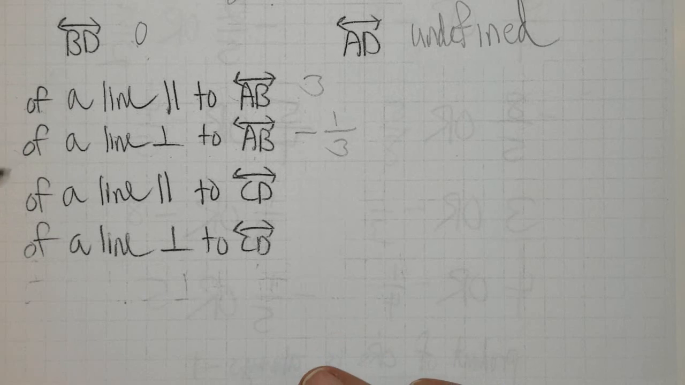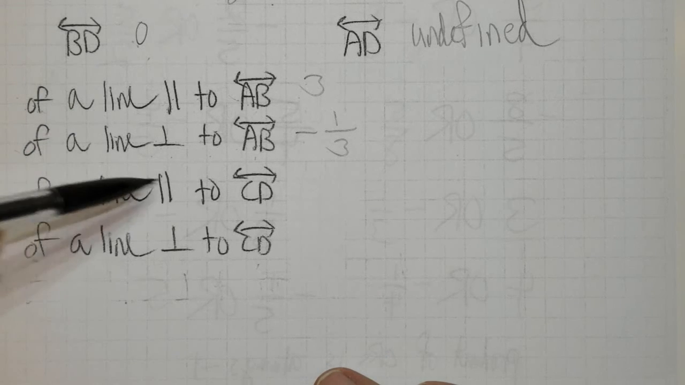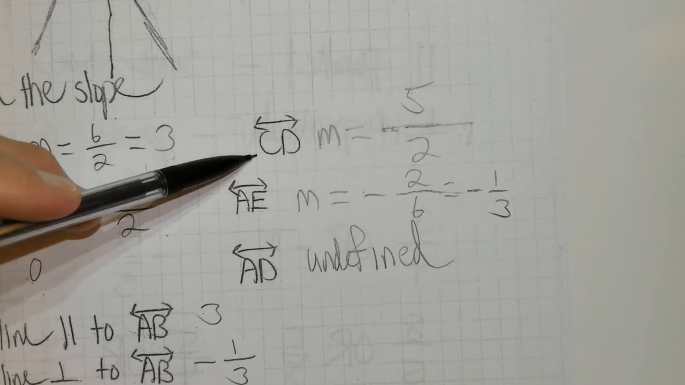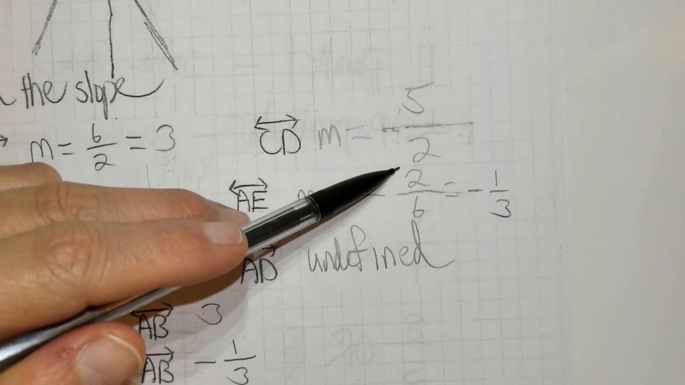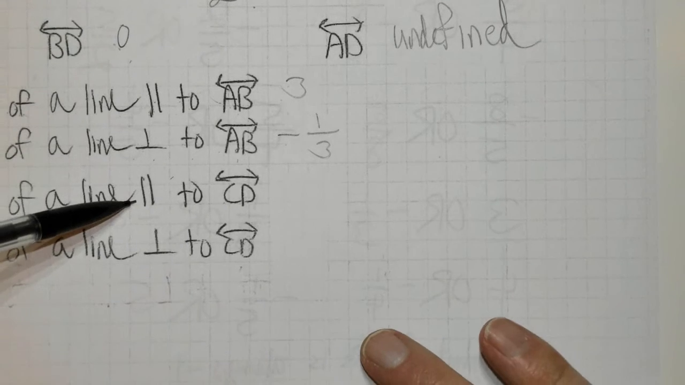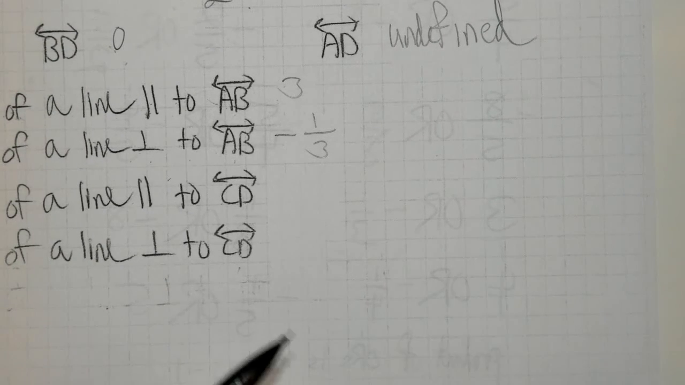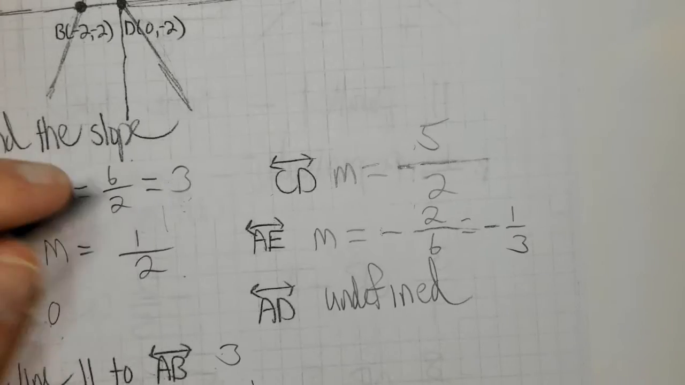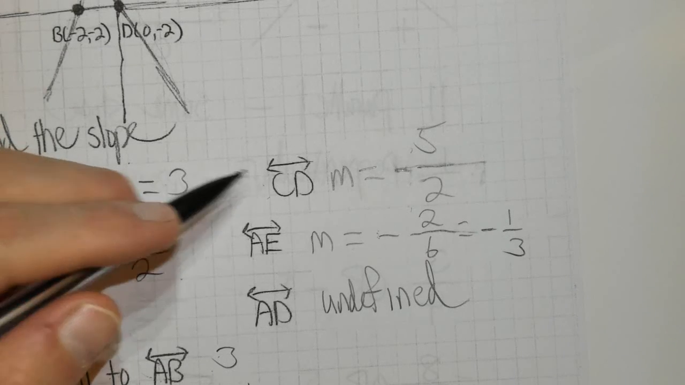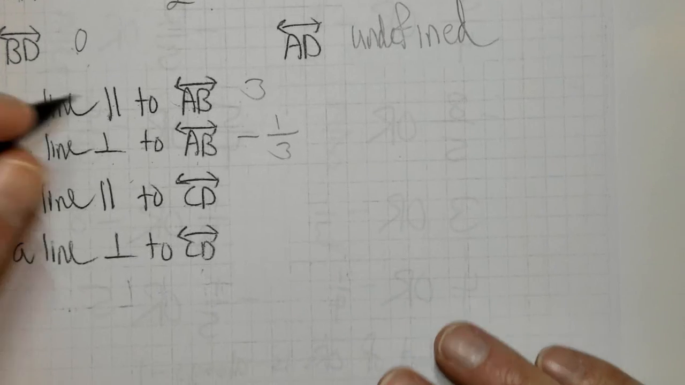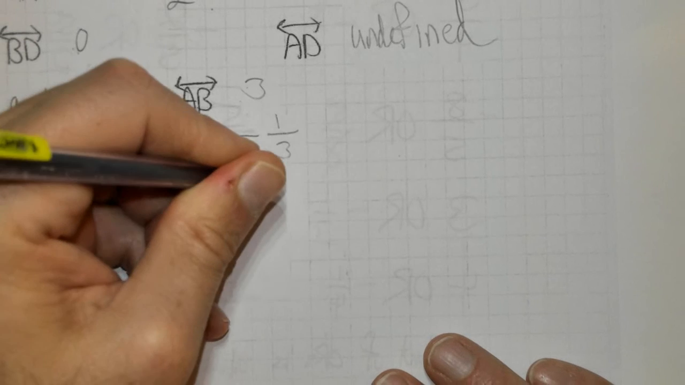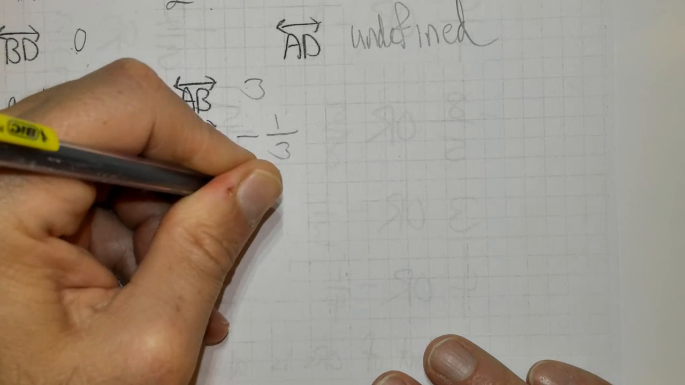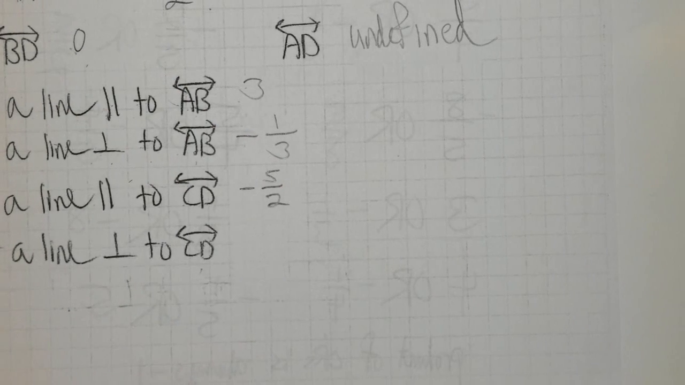Now I want to find the slope of a line parallel to CD. Well, I already found the slope of CD. It's negative 5 over 2. So what would be the slope of a line parallel to CD? Well, remember, parallel lines have the same slope. So if the slope of CD is negative 5 over 2, then the slope of any line parallel to CD would also be negative 5 over 2. And then that would be your answer.